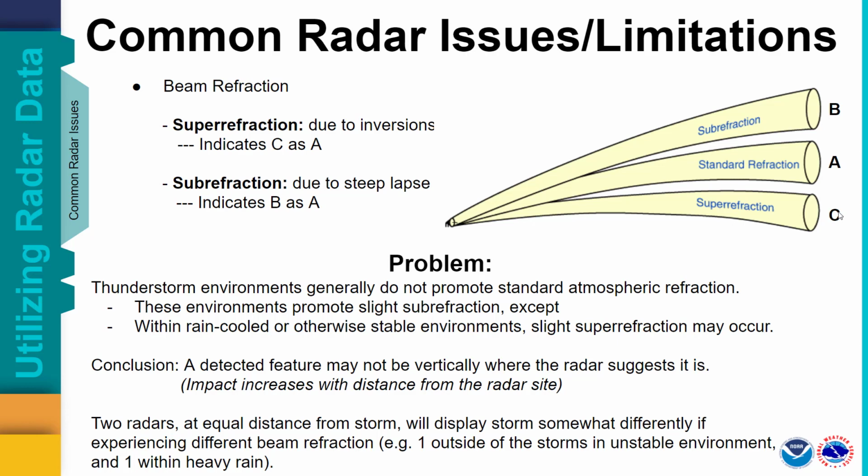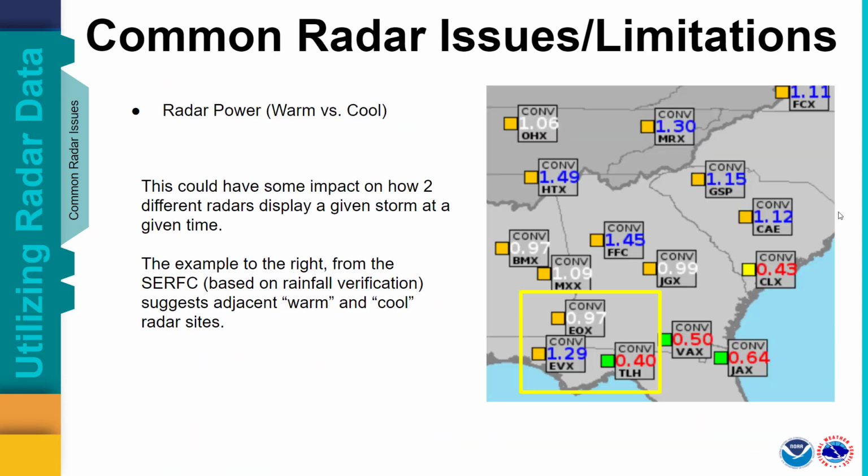When looking at 2 different radars about the same distance from a given storm, with one radar in the unstable environment ahead of the storm and the other within heavy rainfall from a different storm, the difference in terms of refraction can lead to substantial differences in storm appearance between the 2 radars at nearly the same time. Talk about confusing to the warning forecaster.